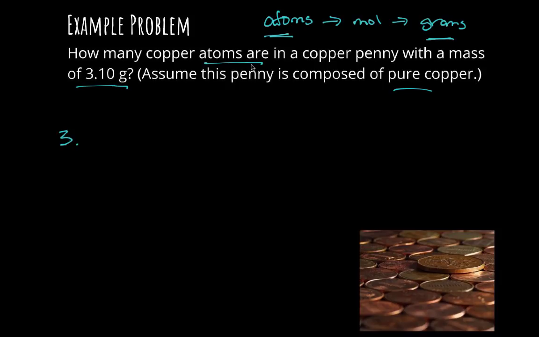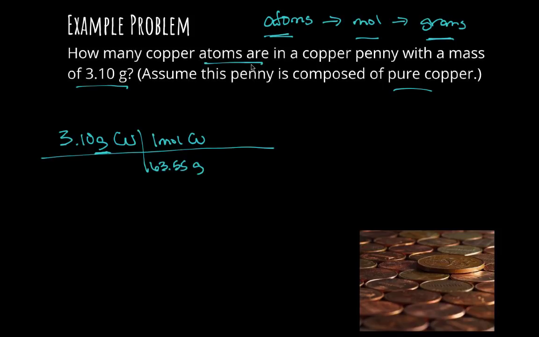So we have 3.10 grams of Cu. So to get from grams to moles, we're going to use the molar mass of copper. And just like in all our conversions, the thing you want to cancel out has to go on the bottom. So 1 mole of copper would go on the top, and then 63.55 grams would go on the bottom.